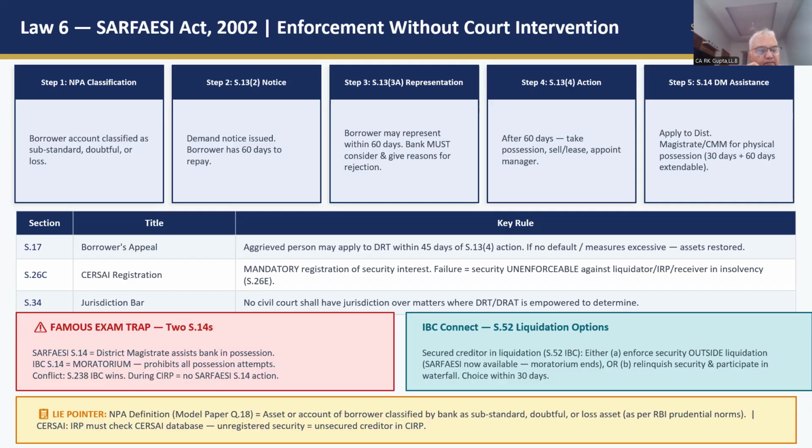So section 14 talks of the district magistrate, which shall assist the bankers in taking possession. And IBC section 14 talks of moratorium, so it prohibits all possession attempts. In case of conflict, IBC prevails. So during CIRP, no SURFACE action can take place.